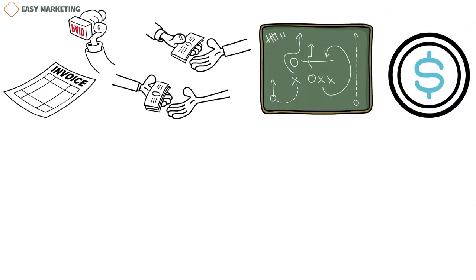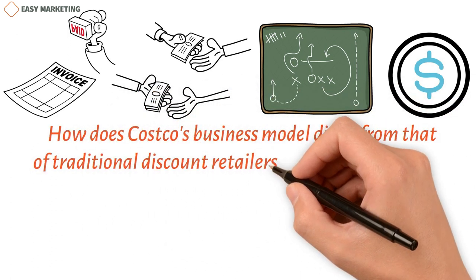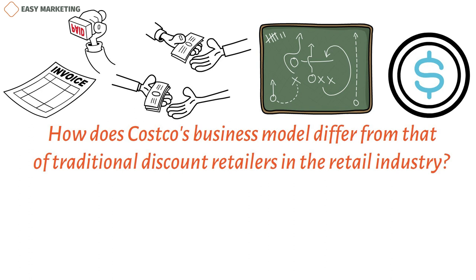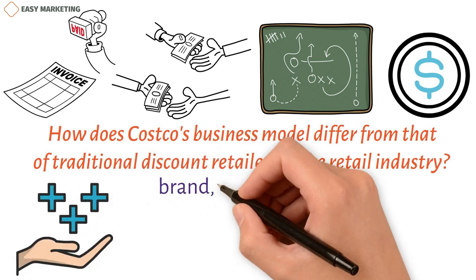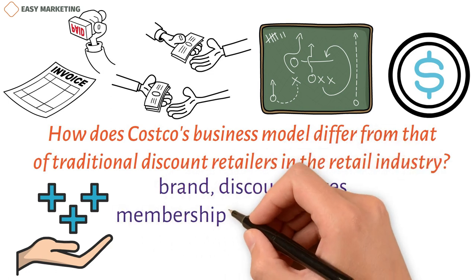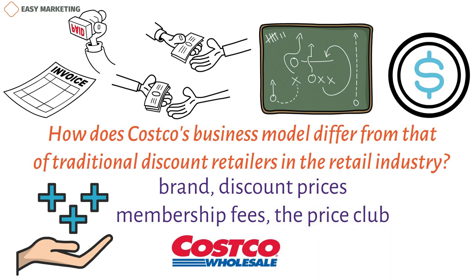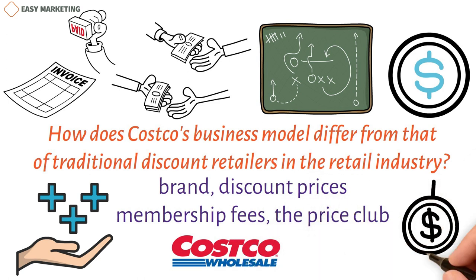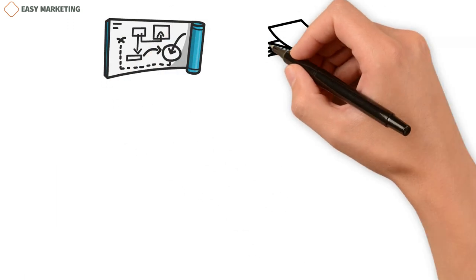How does Costco's business model differ from that of traditional discount retailers in the retail industry? Costco has an advantage over other companies because it has its own brand, discount prices, membership fees, and the price club. The way Costco does business has given customers something they can count on, even if the prices are low. Costco's business plan is also stable, which makes it a good investment for people who want to make money.